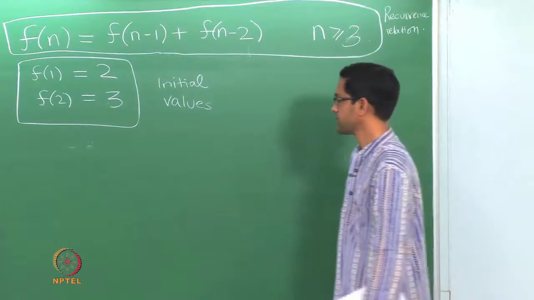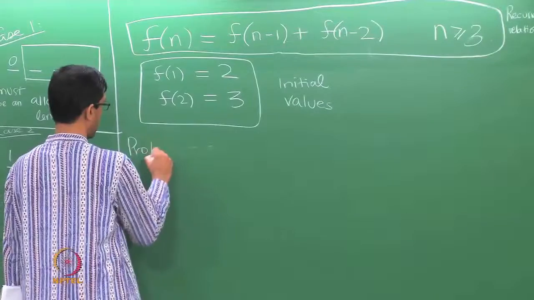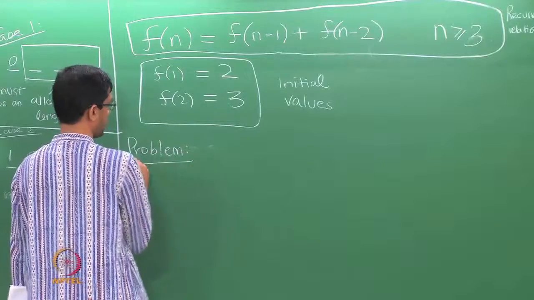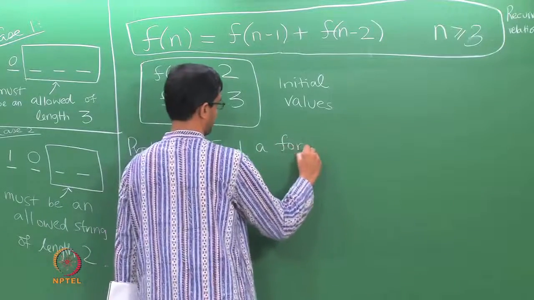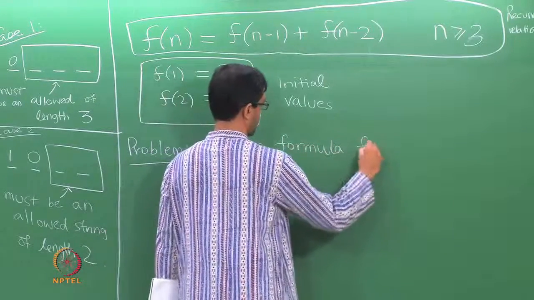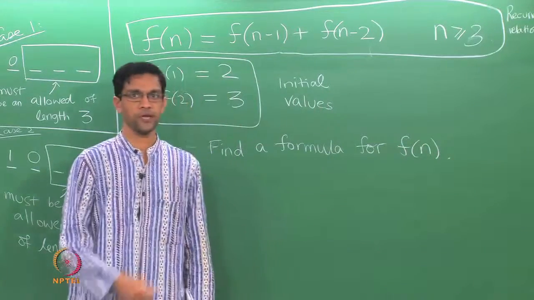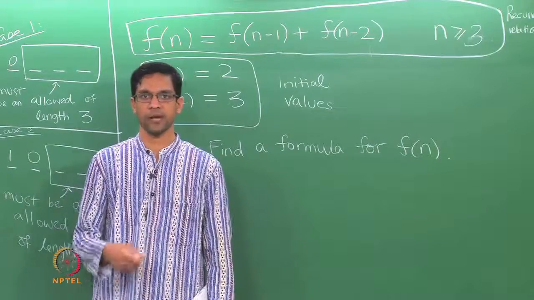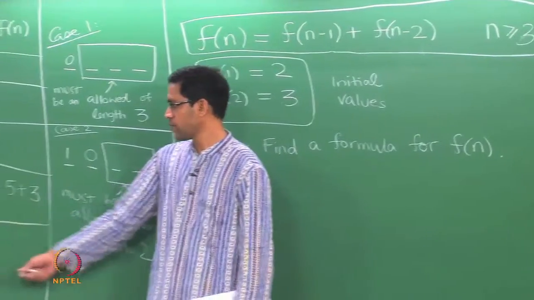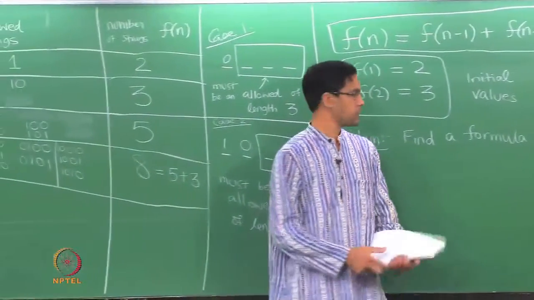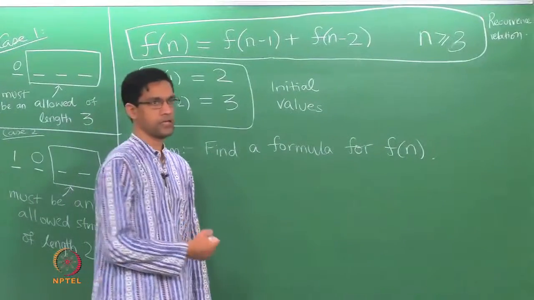Okay, now here's the problem that we would really like to understand. How do we find a formula for f of n? Okay, it's easy to write down the initial values, right? You just keep adding: 2, 3, 5, 8, 8 plus 5 is 13, 21, 34 and so on. But what we want is, given n, a formula which tells you what f of n is.